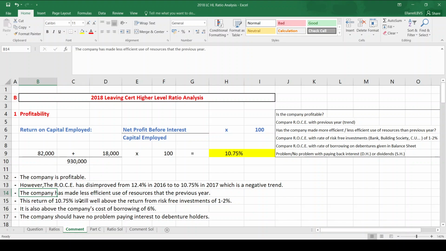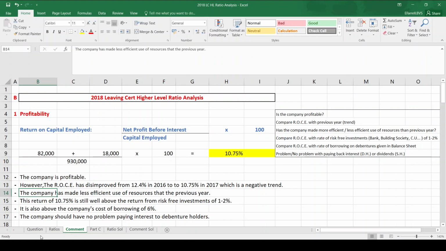Now, the return of 10.75% is still well above the rate of return on risk-free investments of 1 to 2%. So if you have your money and you invest in a bank, building society or credit union, something like that, you'll get a return of somewhere between 1 and 2% probably at the moment. They're getting a return of 10.75% for investing money in a company, so it's a lot better.